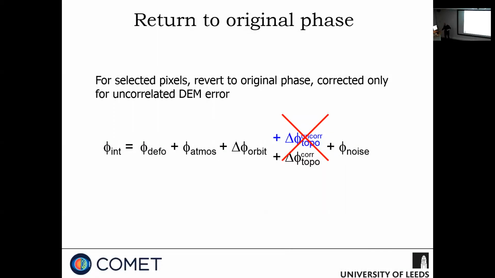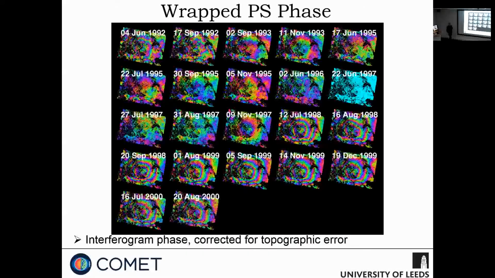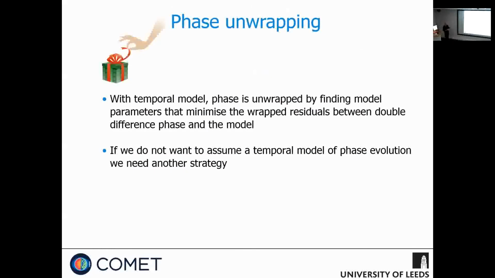Okay. At this point, you go back and you add everything back in, and you're looking at the phase for every one of those interferograms. This is the primary interferogram. You can see it's in the middle, zero phase, so that's the master. In all the others, you can see the deformation, which I'll show you in a moment.